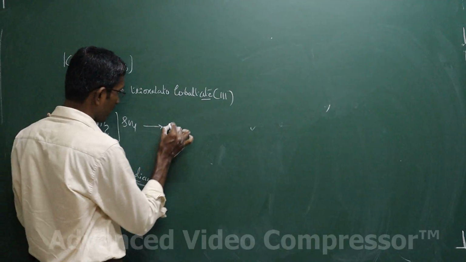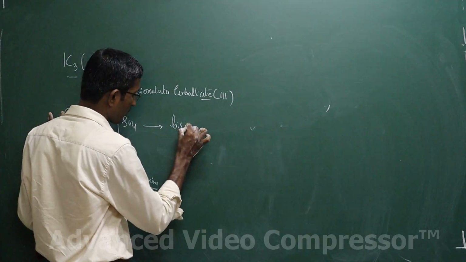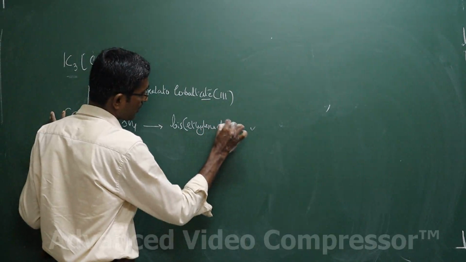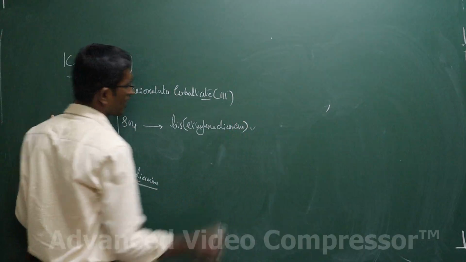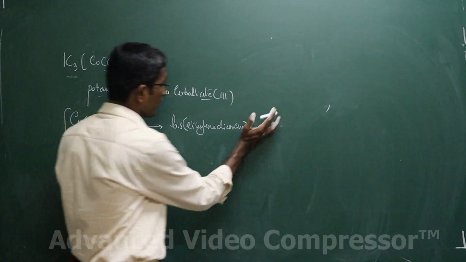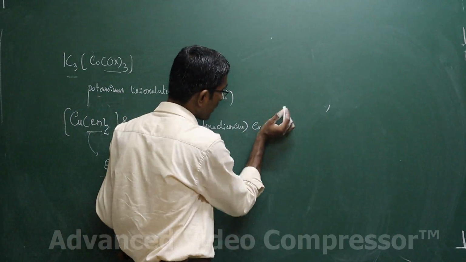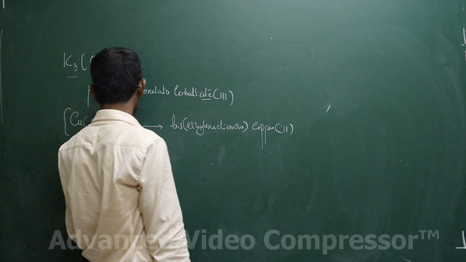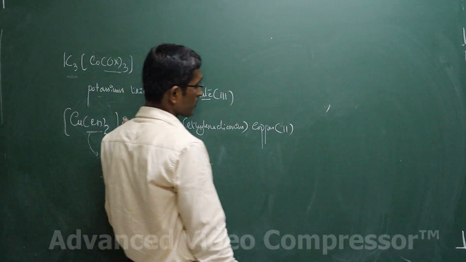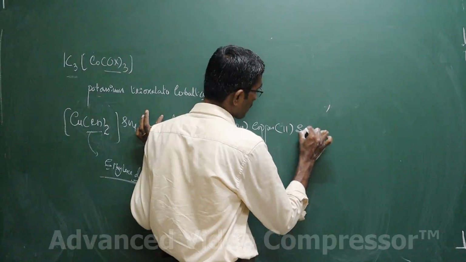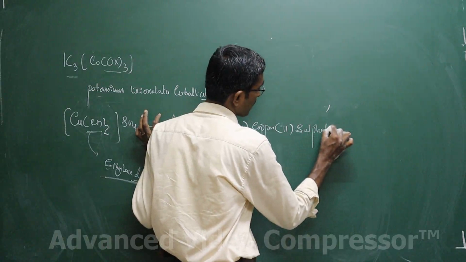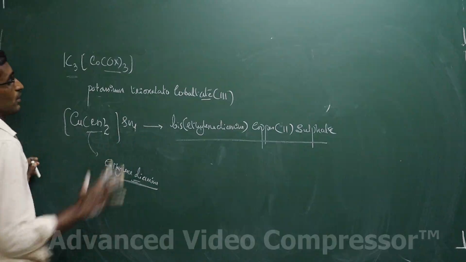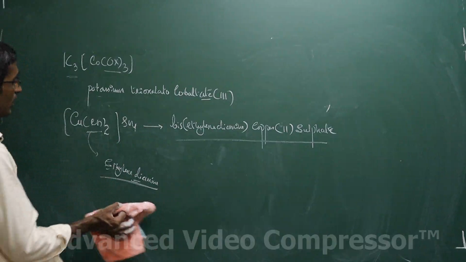So how do you name this, students? Ethylenediamine takes bis: bis, then in brackets you write ethylenediamine. Copper, keep it as copper itself, because it is a positively charged complex. Copper(II), because it is a neutral ligand, +2 is the charge and +2 is the oxidation state. Copper(II) sulfate at the end. Very simple. This is the name of this particular complex. Very clear? Yes, we have done the naming of this.